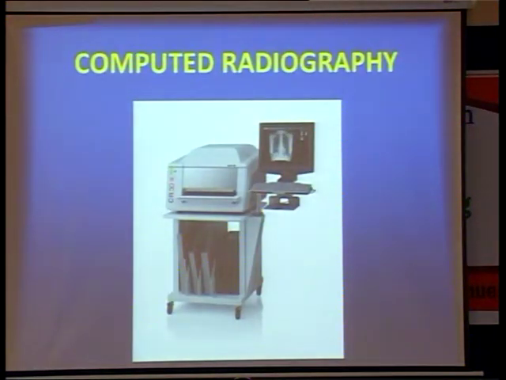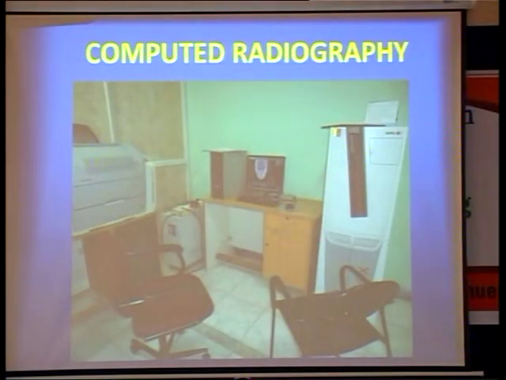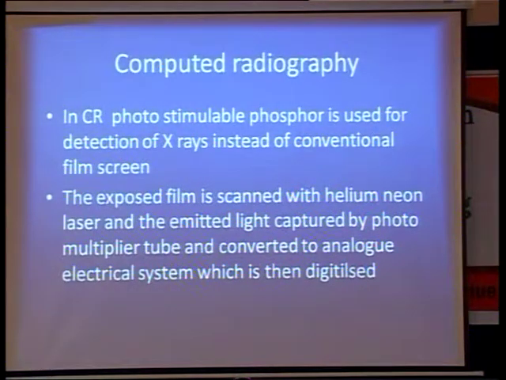Now this is the computer table, and after this you can directly get the image. Next. This is the whole process which has been done. Next. In CR, photostimulable phosphor is used to detect the X-rays instead of the conventional film. Previously there was a film. Now a tunable phosphor is used for detecting the X-rays.